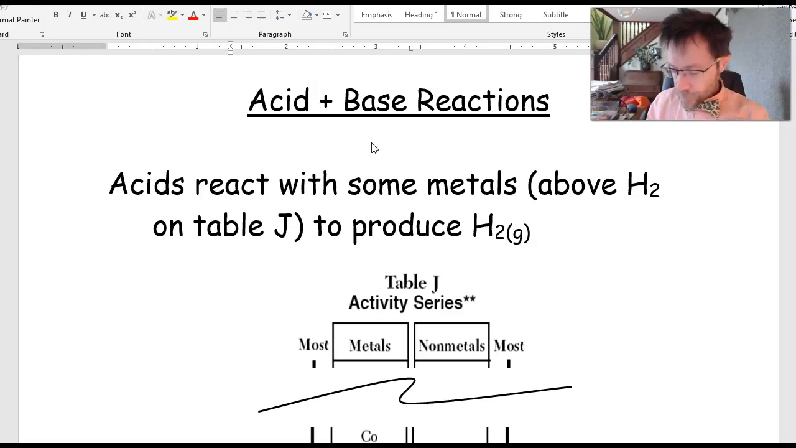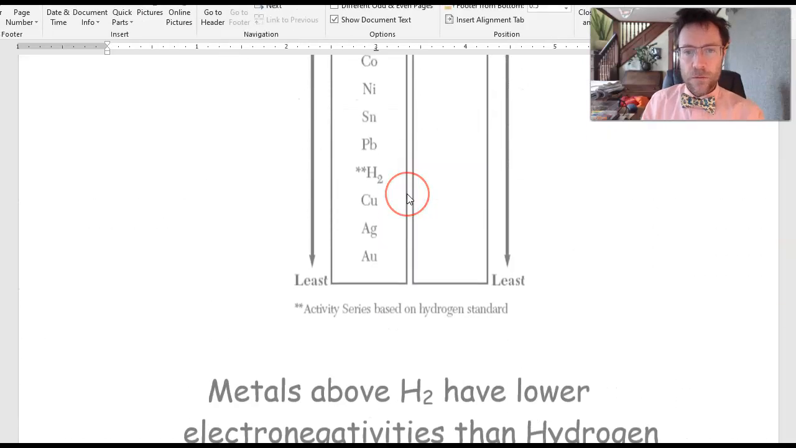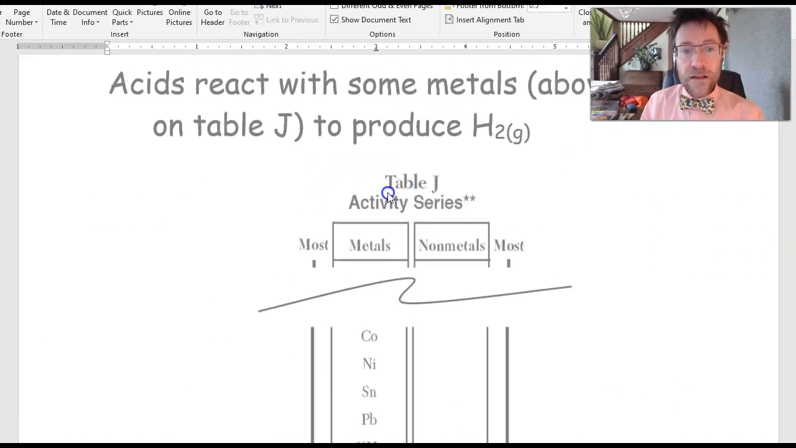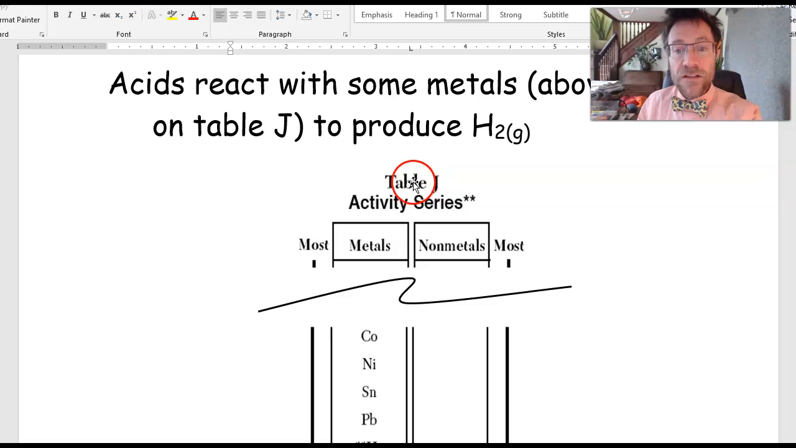And here's the deal. Acids and metals react to form hydrogen gas, okay? But not all metals do that. So what we're gonna do is we come down to Table J. I don't know what's going on with the screen. Right here, Table J. This guy. Table J is going to tell us which metals will and which metals will not react to form hydrogen gas.